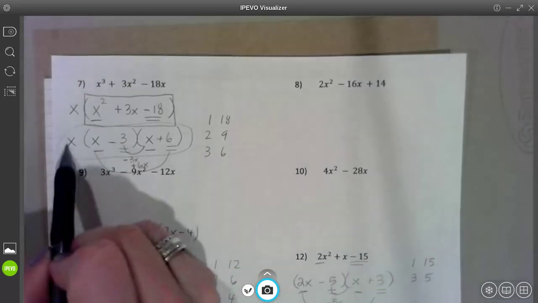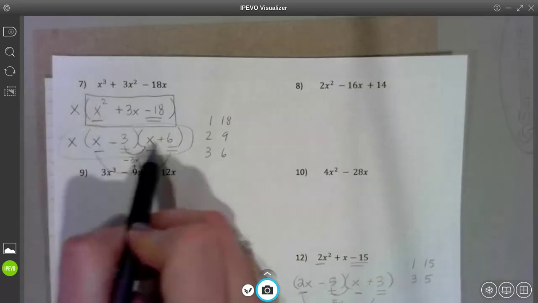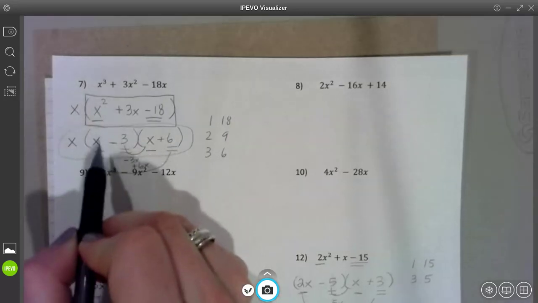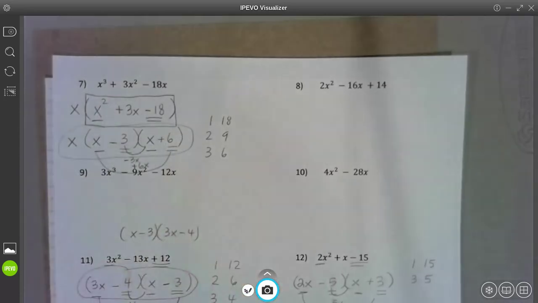And then you would type all of that into your Delta Math answer box. And again, it doesn't matter the order in which you write it. If somebody wrote x plus 6 first and x minus 3 second, that's perfectly fine. Okay? How does everybody feel about that one? So again, that's a case where we had to look for a GCF first. You had to take that GCF out before you went on to that normal factoring step. Okay?